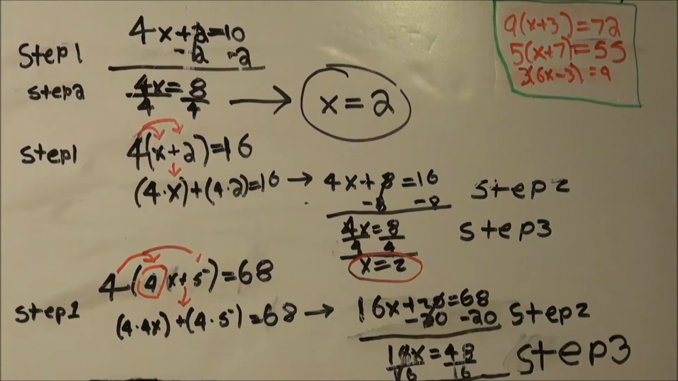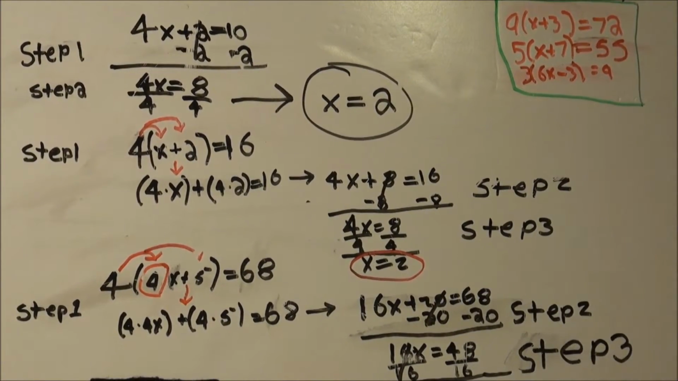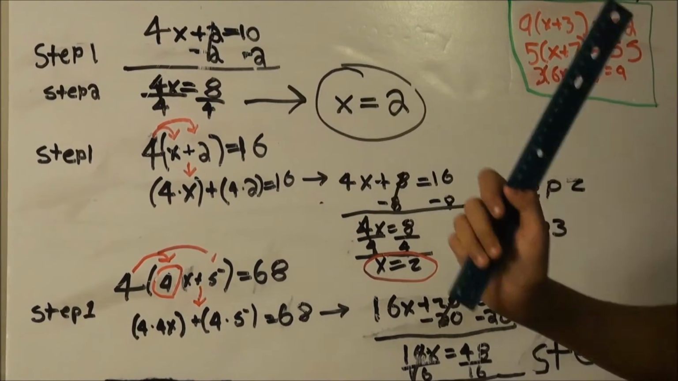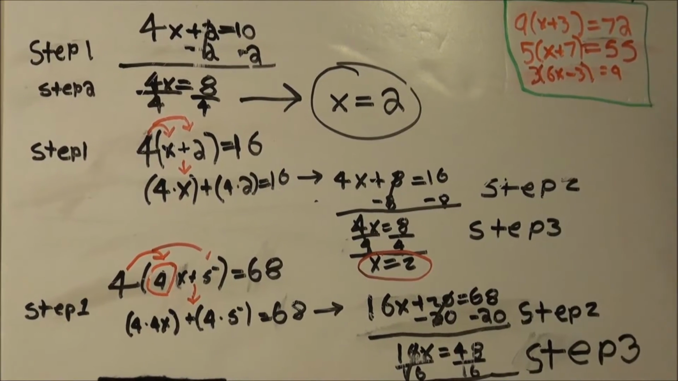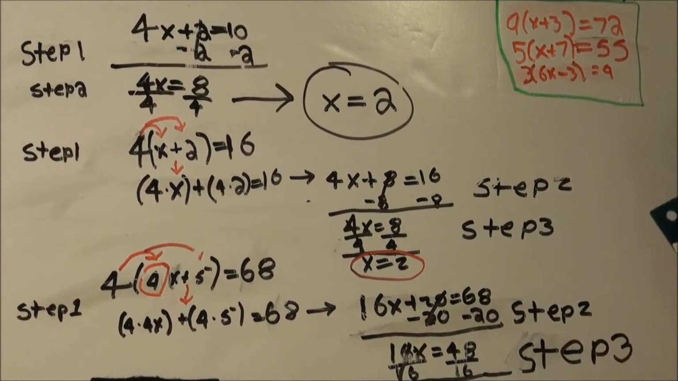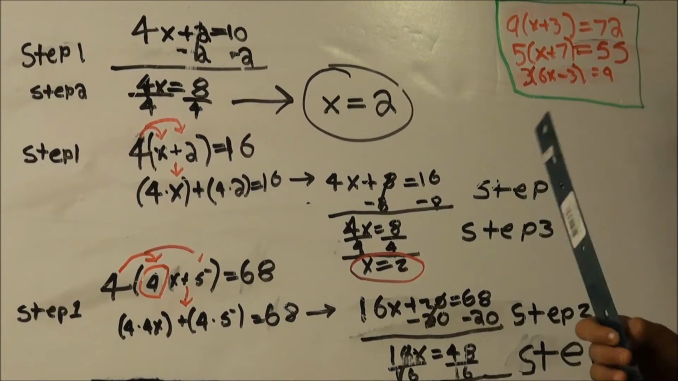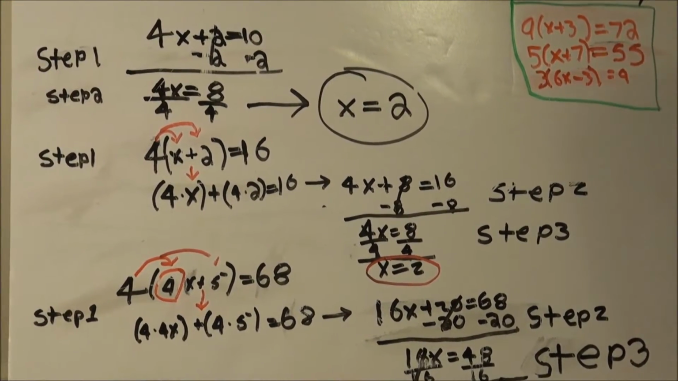And then what's the inverse of multiplying? That's right, dividing. Because 4 is multiplying by x, because 4 is the coefficient of x, and that means the number multiplying the variable. So you get x equals 8 over 4, and then that means x equals 2.